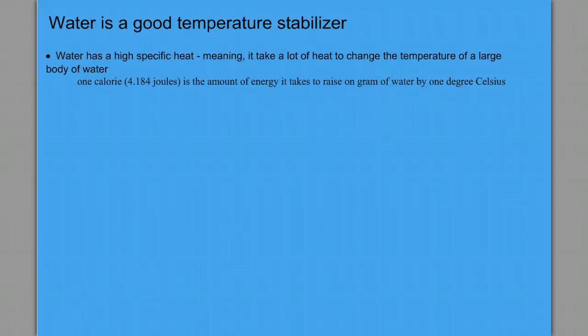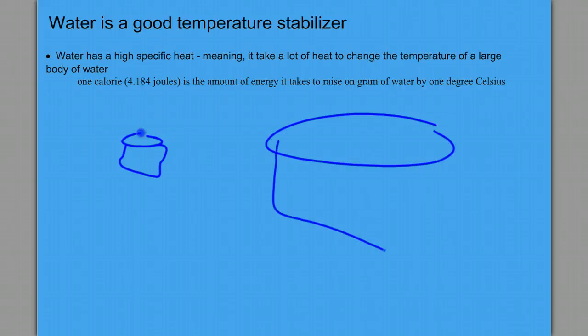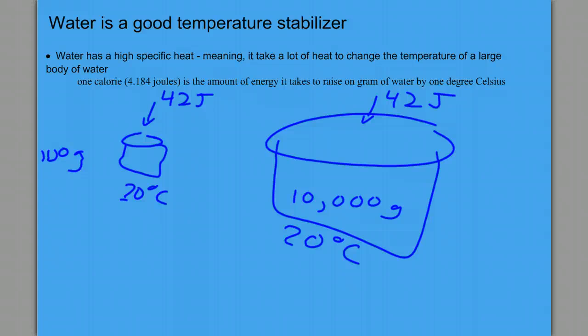So what does that mean? If I have 2 bodies of water, let's say a cup of water, and I have a pool of water, and they're both at the same temperature, let's say 20 degrees Celsius, and I add to these 2 bodies of water the same amount of heat. So let's say this is 100 grams of water, and over here I have 10,000 grams of water, and to each of these bodies of water I add the same amount of heat energy, 42 joules, about 10 calories.